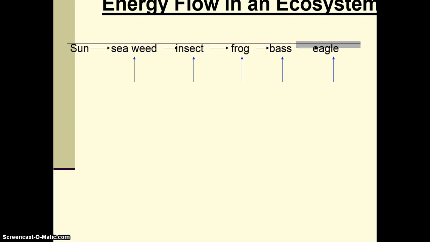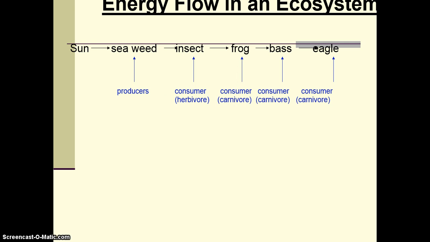In an ecosystem, energy is flowing up. So the sun gives its energy to a plant. In this example, it's seaweed. So seaweed is the producer. Your first consumer is the insect, which eats the seaweed, and that's an herbivore.